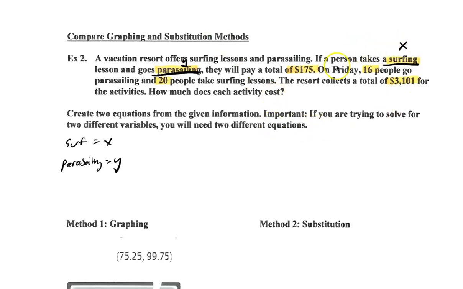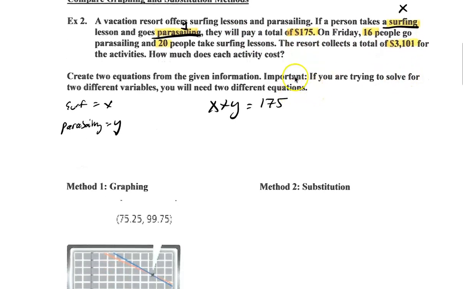They tell us that if you go surfing and you go parasailing, it costs a total of 175. So that's our first equation: x plus y equals 175. And then if 16 people go parasailing and 20 people take surfing lessons, the total will be 3,101. Now keep in mind surfing's x, so x is 20 people. So 20 people do x, and 16 people do y, it's going to cost $3,101.